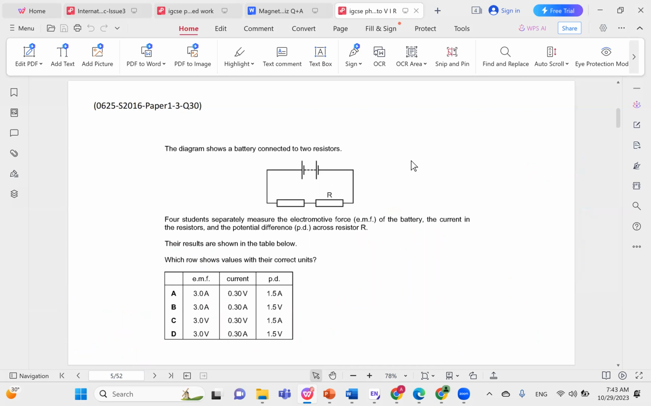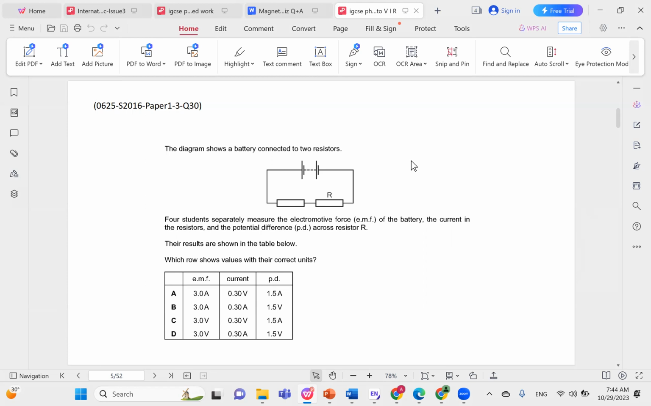The diagram shows a battery connected to two resistors. Four students separately measure the EMF of the battery, the current in the resistors, and the potential difference across resistor R. Remember from the last question, EMF and PD are the same quantities. The only difference is that in EMF the voltage increases, and in PD the voltage decreases. They are both measured in volts. The results are shown in the table below. Which row shows values with their correct units?